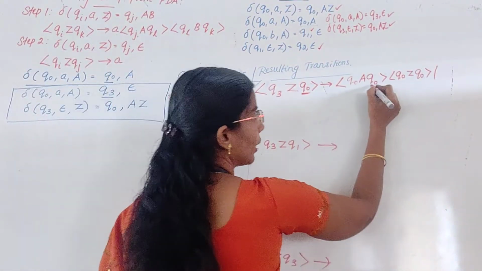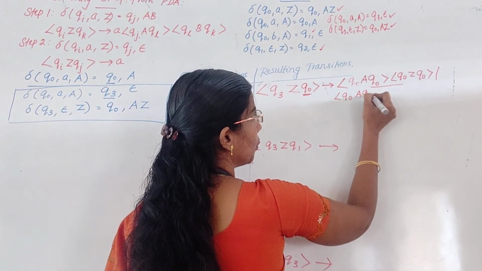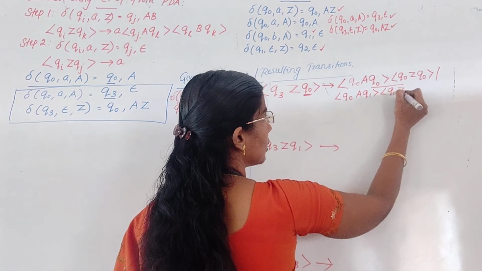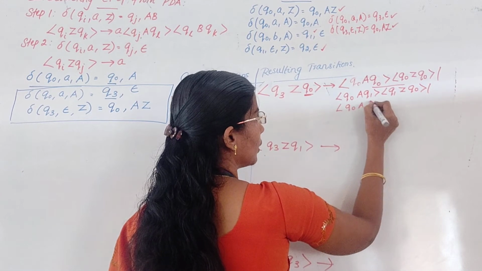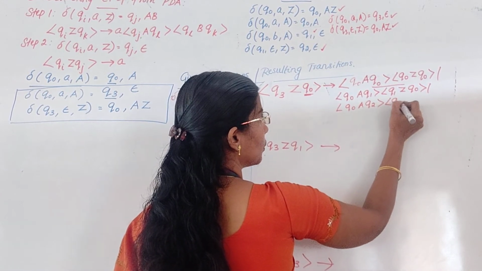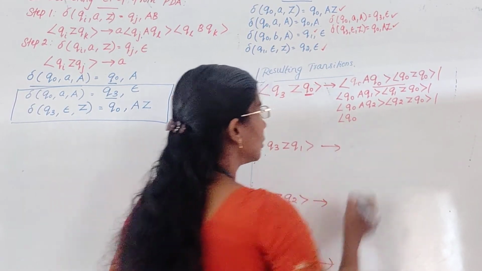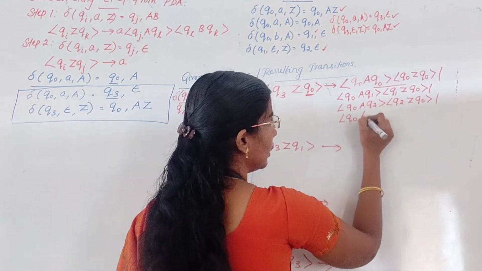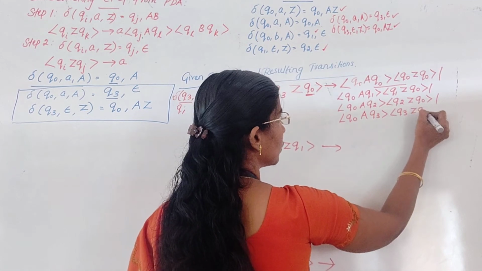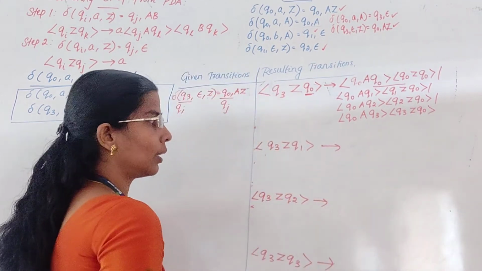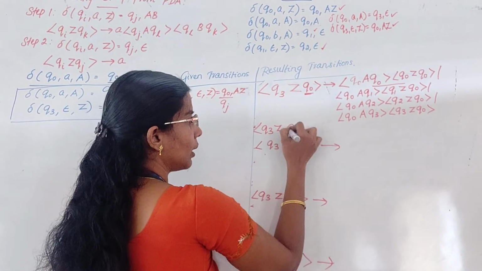So here write all the possible K values: Q0, A, Q1, Q1, Z, Q0. Next, Q0, A, Q2, Q2, set Q0. Next, Q0, A, Q3, Q3, set Q0. Next it is Q3, set. This one only I am writing a little up.